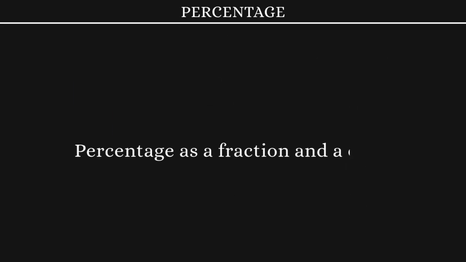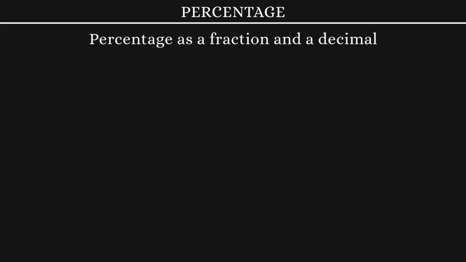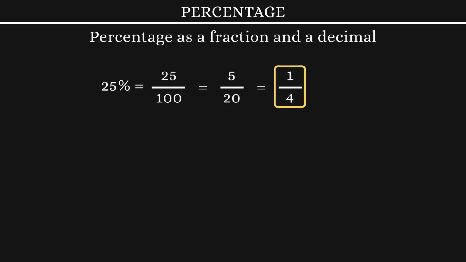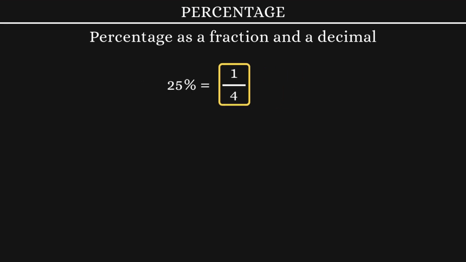Now let's understand the relationship between percentages, fractions and decimals. Let's say we have 25%. This is nothing but 25 out of 100. On simplifying this fraction, we get 1 by 4. So 25% is the same as 1 by 4. Now let's convert 1 by 4 to a decimal.